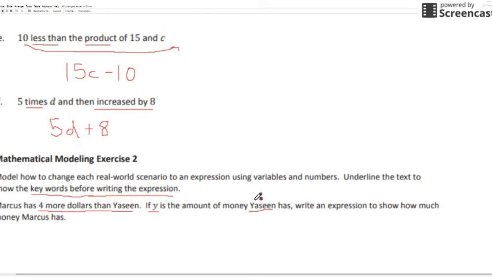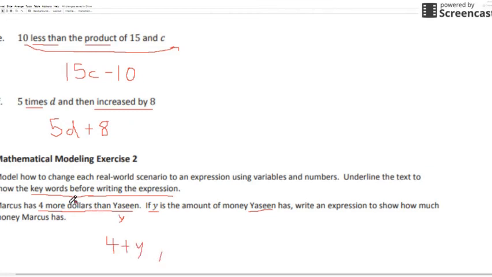So there you go. All this other stuff is just kind of telling us what to do. So if I'm looking at $4 more than Yasin, where Yasin is Y, let's go and write that underneath it. Well, I could write it in a couple ways. First I underline the important pieces of information, and then I'm going to write it out. Well, 4 plus, remember, more than means to add, and then Y.